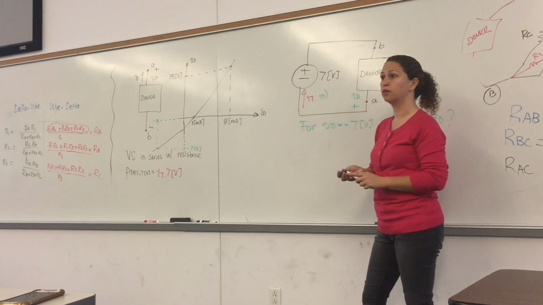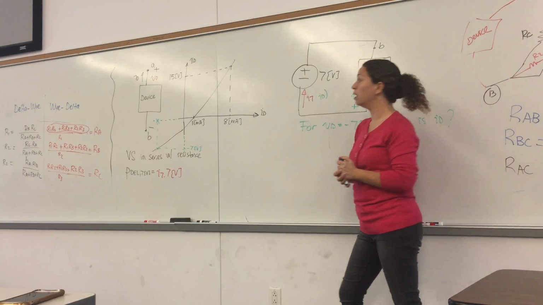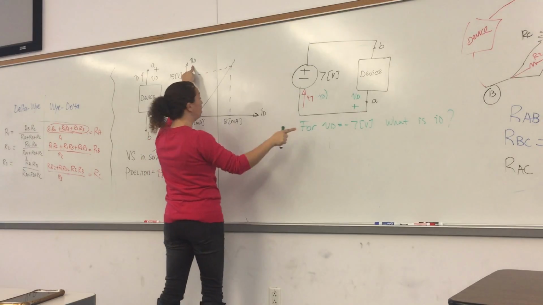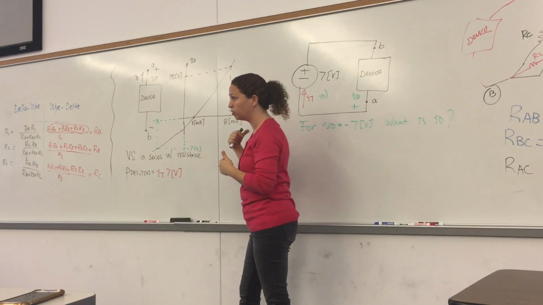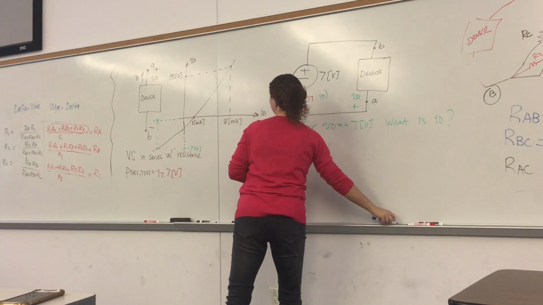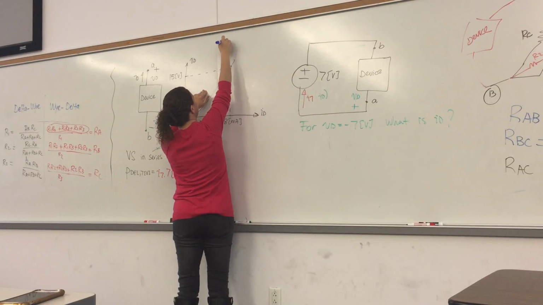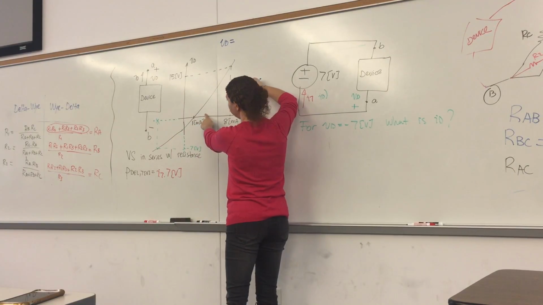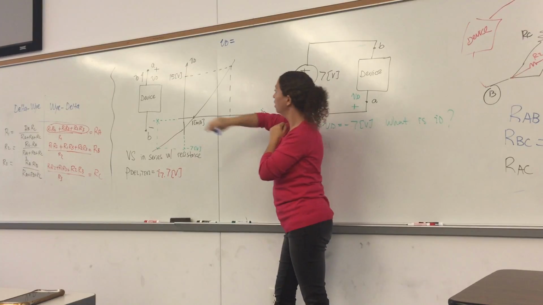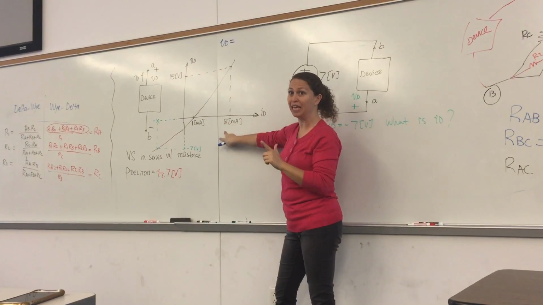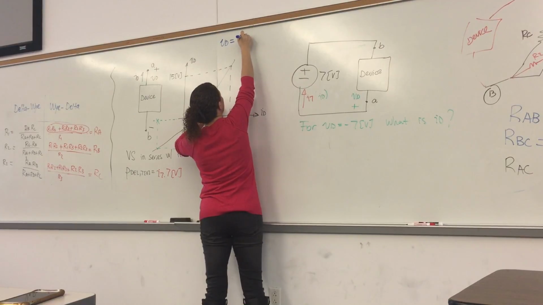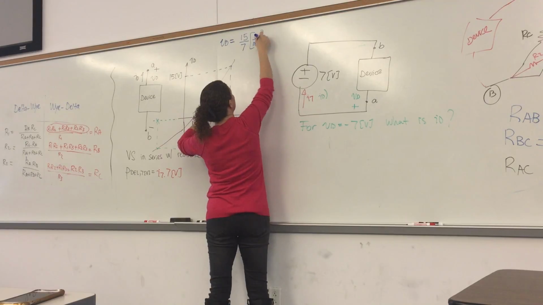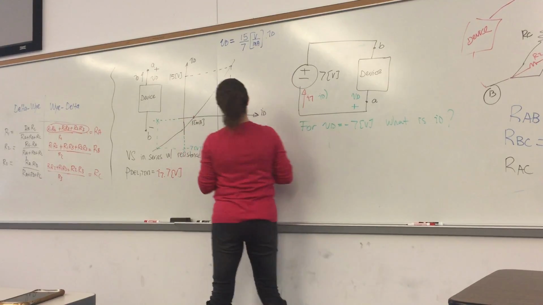How do I get this? Create the slope. Well, you can solve this equation, get VD in terms of ID, and then plug in the VD value of negative 7 and calculate ID. So let's do that. VD is equal to, what is the slope here? 15 over 7, 15 volts over 7 milliamps, times ID.